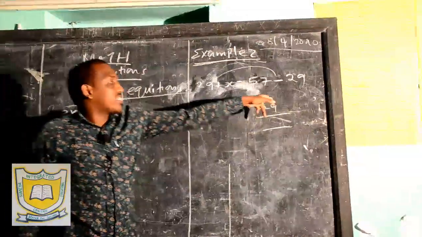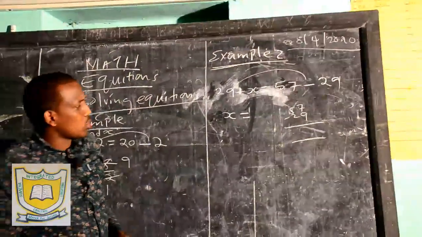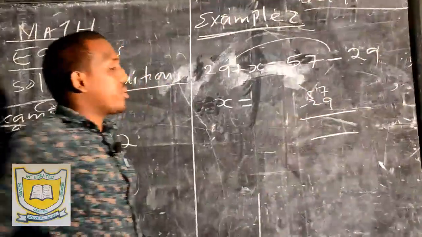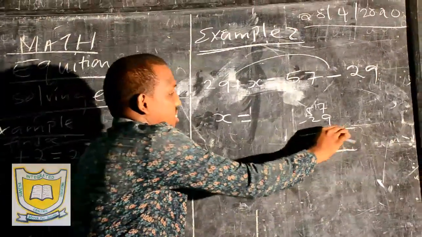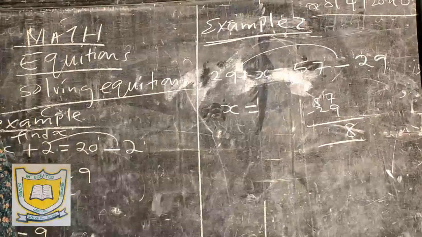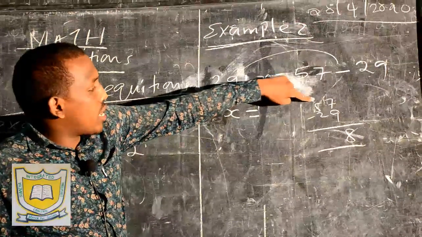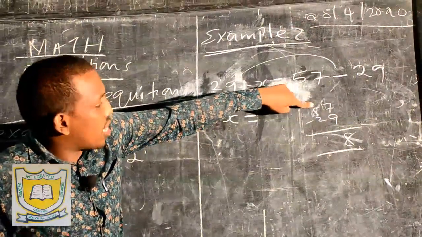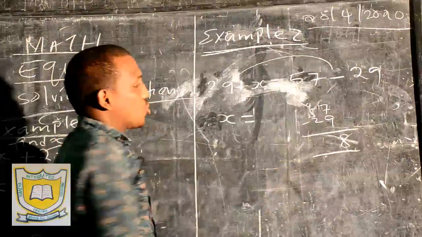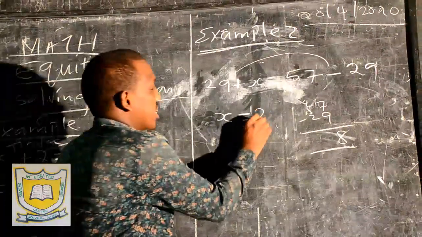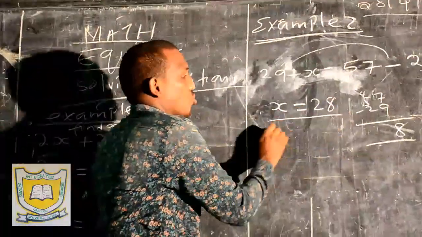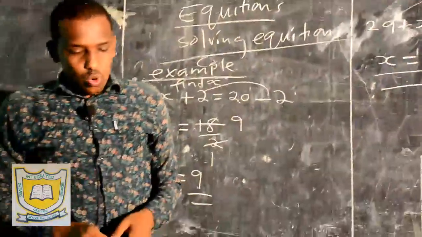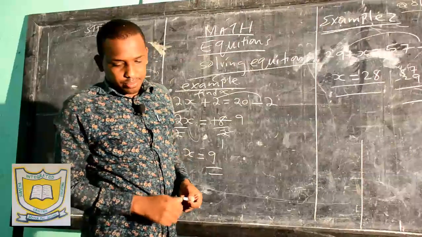So 7 minus 9 is impossible. We borrow 1 from here. So here remains 17 minus 9, which is 8. 17 minus 9 is 8. So here remains 4. 4 minus 2 is 2, so it will become 28. So x is equal to 28. That's how we solve that equation.